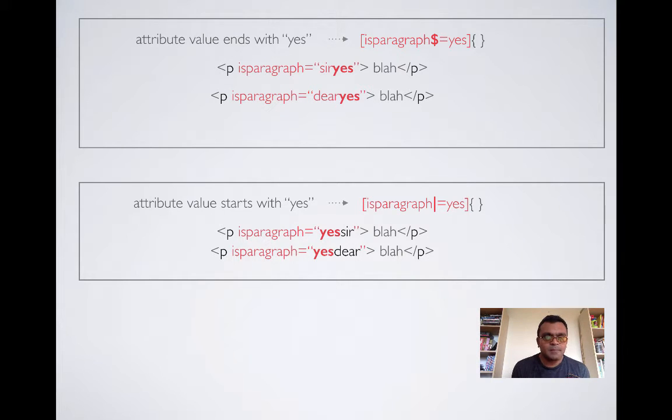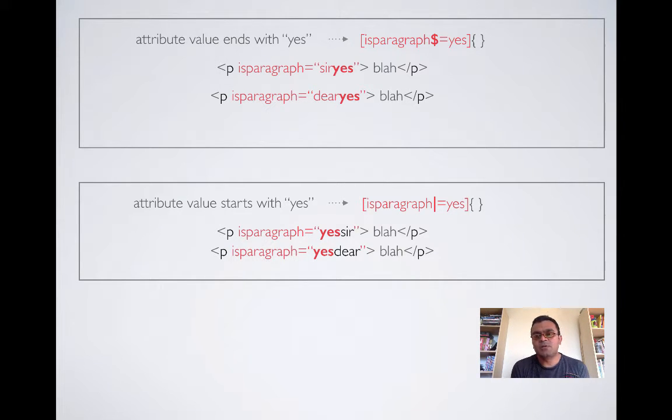And then the second selector is where the attribute value starts with yes. The way you write it is attribute, and then you put that vertical line equal to yes. So in this example, both attribute values start with yes: "Yes sir" and "yes dear". This is a simple one, so I'm not going to give you an example. You can try it yourself.